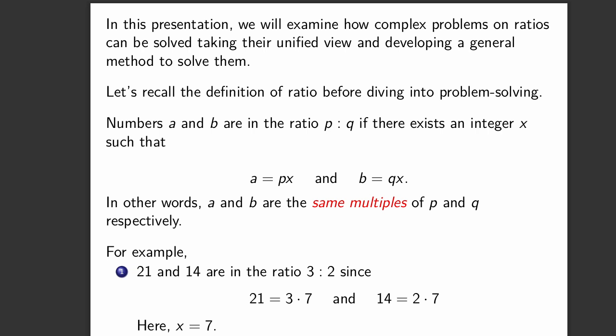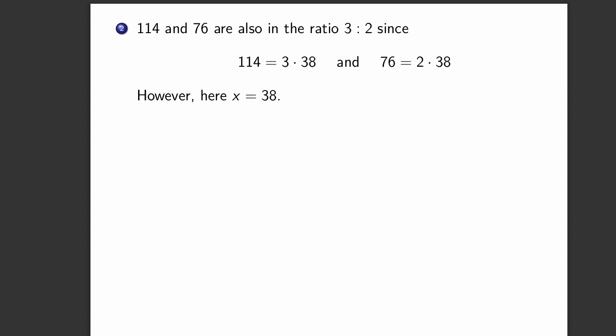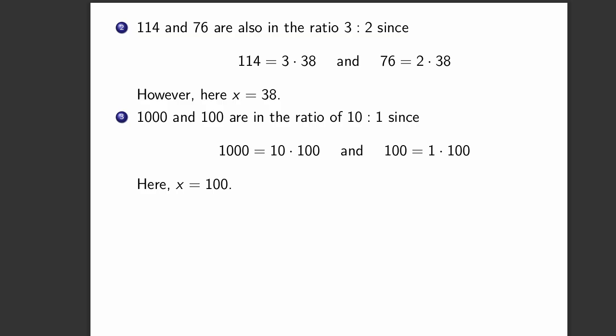So 21 and 14 are in the ratio of 3 to 2, since 21 is equal to 3 multiplied by 7 and 14 is equal to 2 multiplied by 7. So here the common multiple is 7. 114 and 76 are also in the ratio of 3 to 2, since they are both multiples of 38. So common multiple over here is 38. 1000 and 100 are in the ratio of 10 to 1, since here the common multiple is 100.